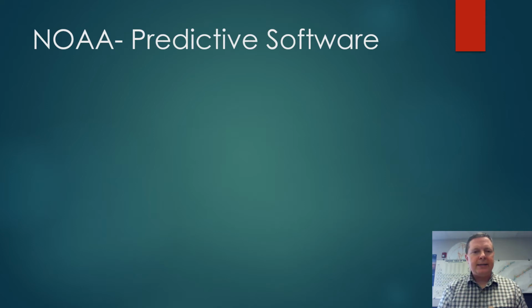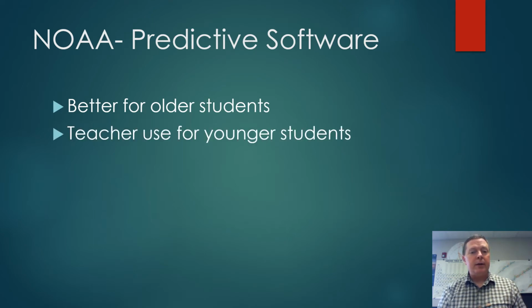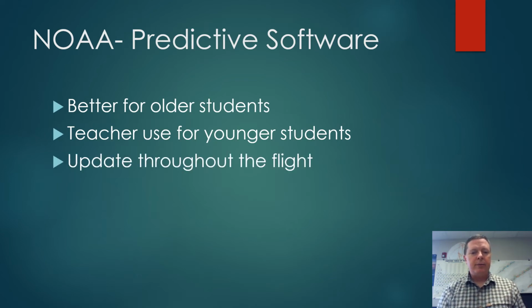NOAA is our last really powerful, highly recommended predictive software here. We had the visual, we had the active, and here's predictive. This is better for the older students. If you're doing this with kids, high school, college age, they should be able to figure out how to do this. Younger than that, I suggest the teacher, the leader, the mentor, make the predictions and show it to the students so you can have the prediction, and then update it throughout the flight.